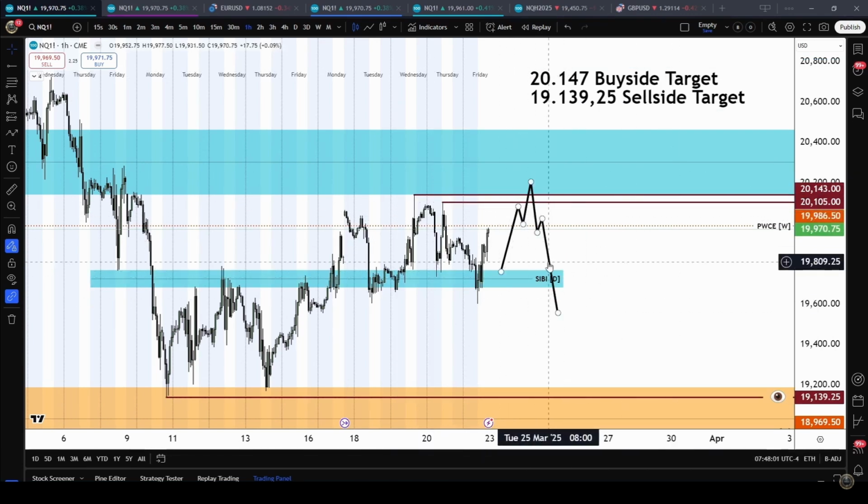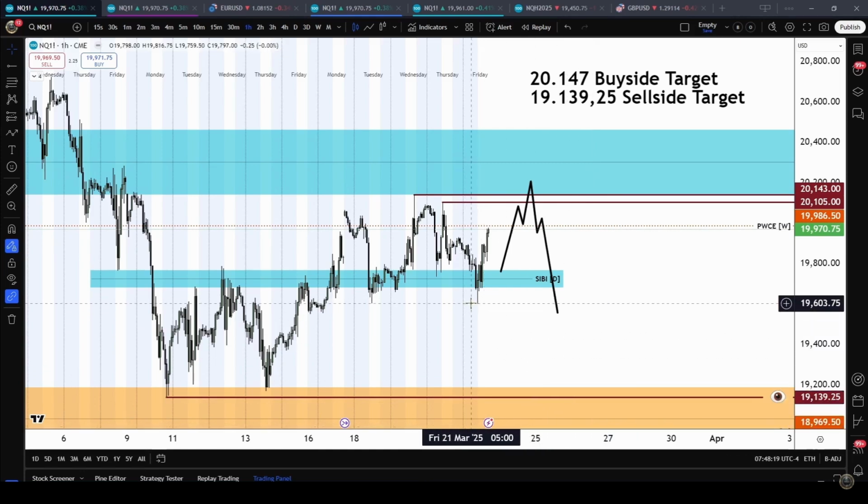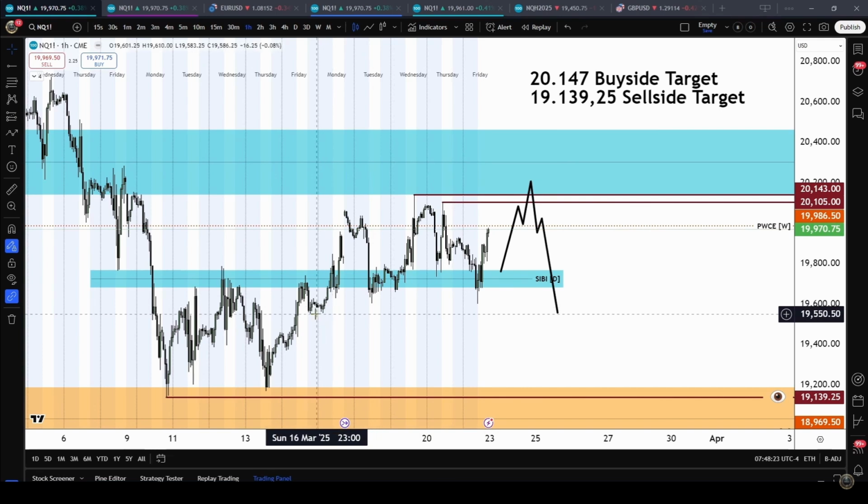I expect the high of the week to be formed on Monday, Tuesday or Wednesday. There's a 70% chance it is created prior to Tuesday's London Open. Then we will have midweek continuation towards the downside with our first objective around 19,600, these relative equal lows.